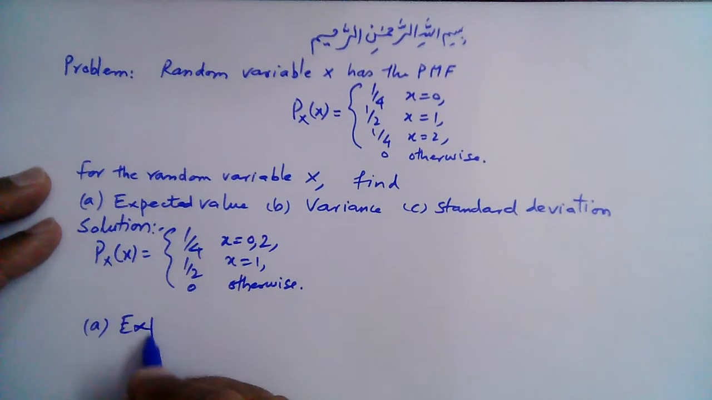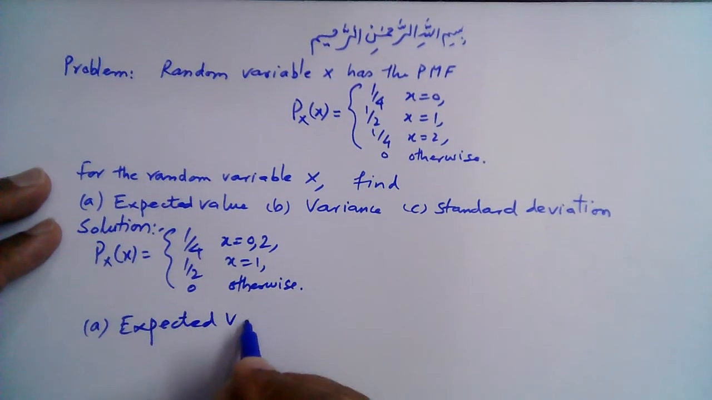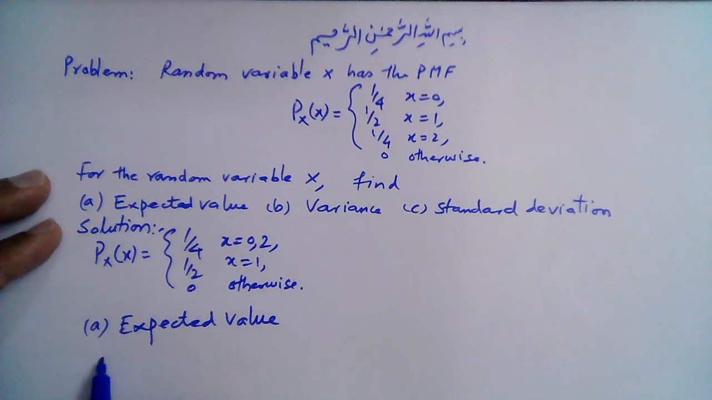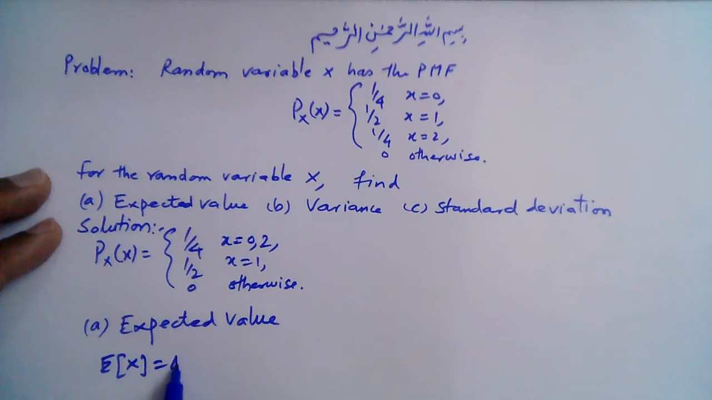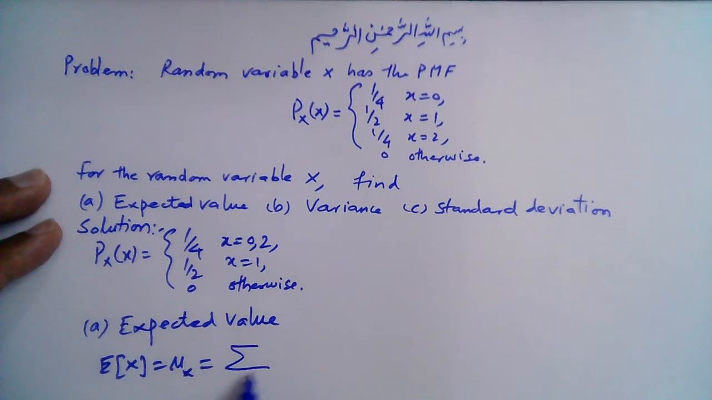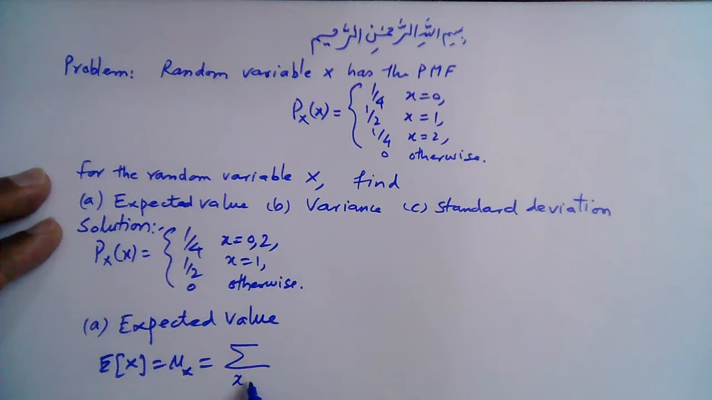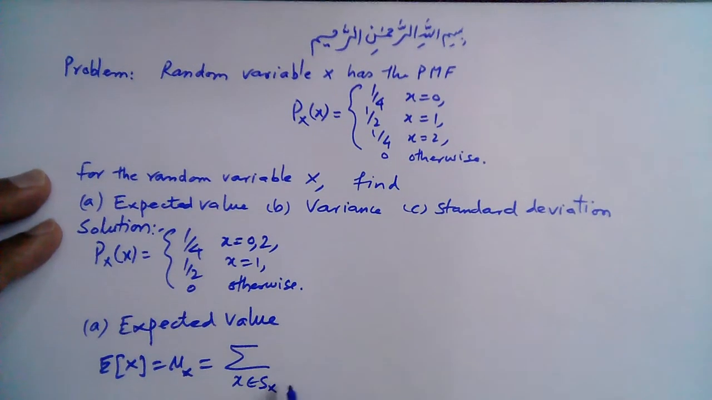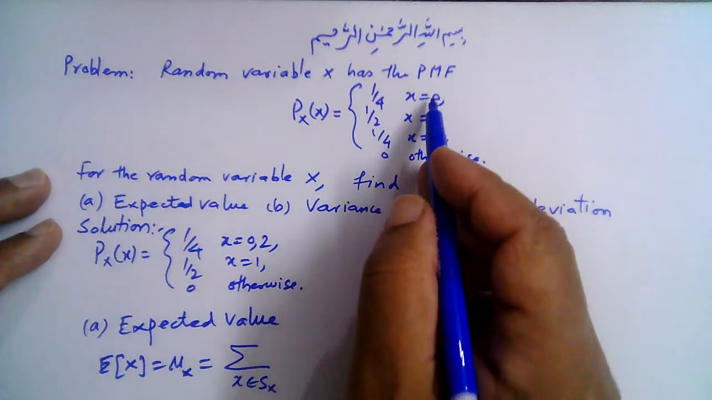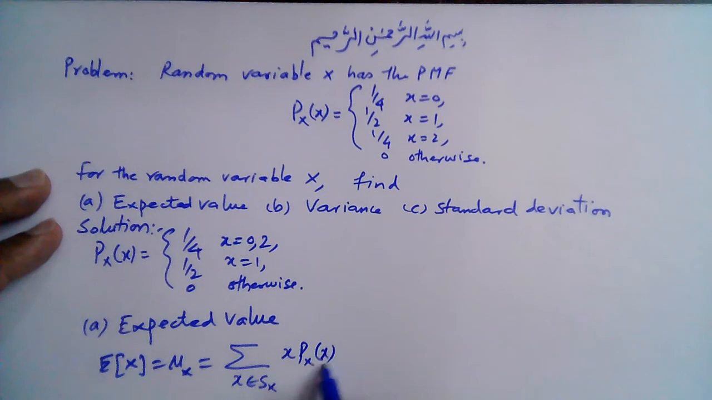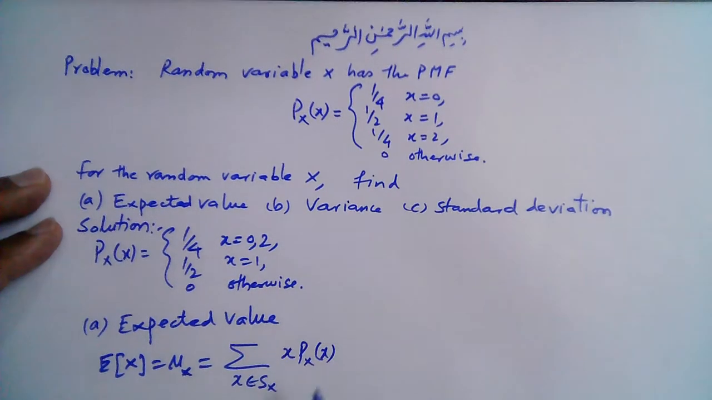So the expected value E of x, which is also denoted as mu x, is simply this summation. For all the values of x, there are only 3 possible values here. For all values of x in its range, we need to multiply each value of x with the corresponding probability at that value, right? And then we need to sum all these products together.